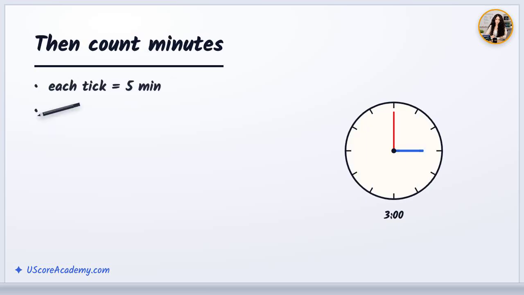After the hours, count the extra minutes. On a clock, each big tick is 5 minutes apart. Skip count by fives as the minute hand moves. 5, 10, 15. Add those minutes onto your hours.